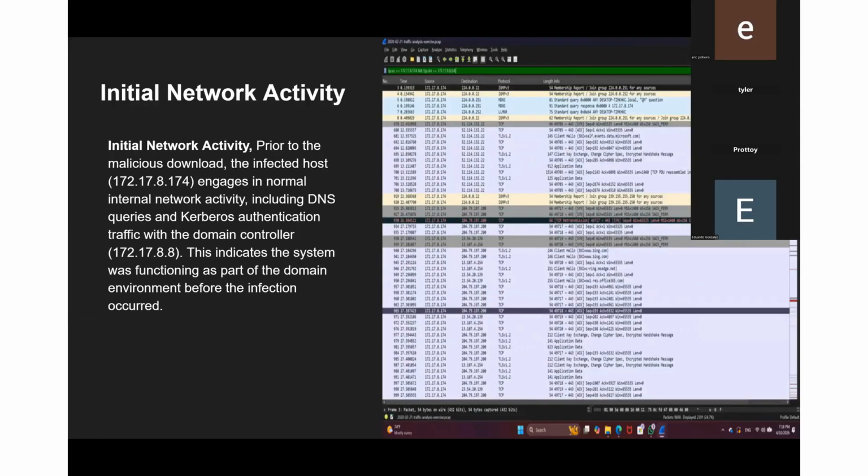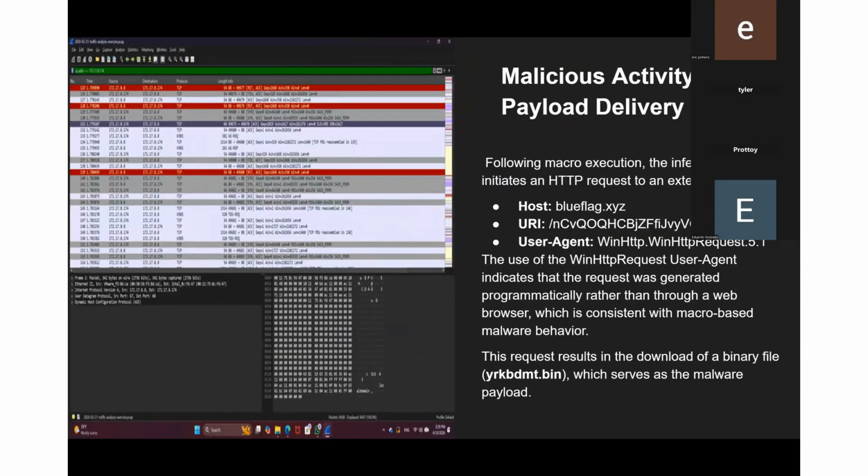Prior to the malicious download, the affected host engaged in normal internal network activity. We observed Kerberos authentication traffic with the domain controller. This indicates the system was functioning normally before the infection occurred. The infection chain begins when the user opens the document and enables macros. The macro uses a WinHTTP request to download the payload yrkbdmt.bin from blueflag.xyz.